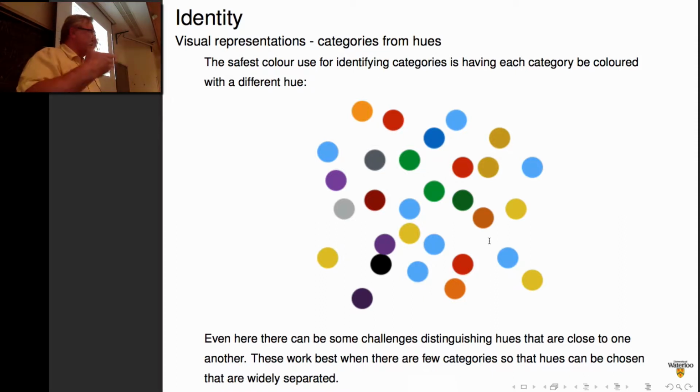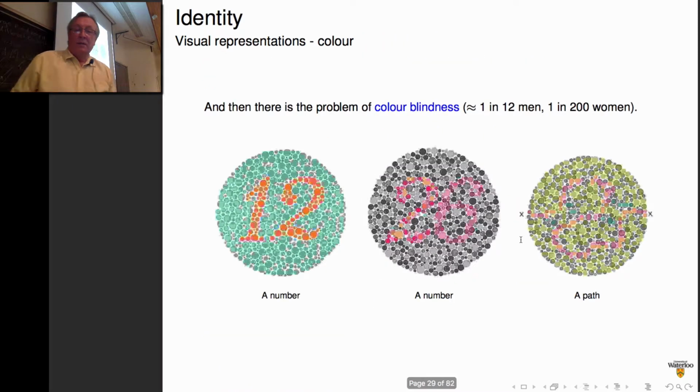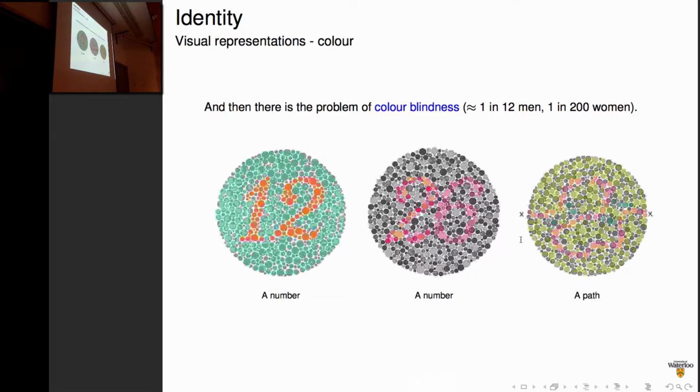So these work best using hue if you've got few categories. The more categories you have, the more hues you have to have, the harder it is to tell a difference between some of them. Okay? And then we have this problem that some of us are colorblind. So this is important to take into consideration when you're producing a visualization, say for the web or anywhere else, that you think about the audience, that many folks are colorblind. Roughly about 1 in 12 men and about 1 in 200 women are colorblind.